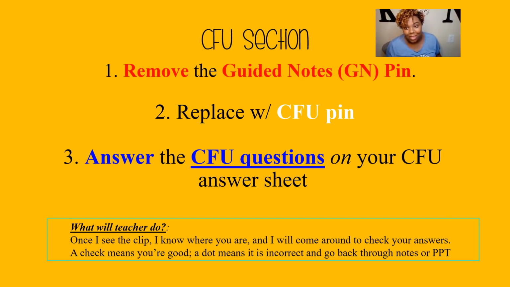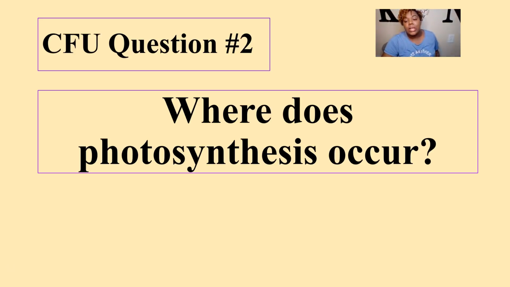All right, now, another CFU question. Are you ready? Go ahead and take the yellow pen, pin it to the computer, and let's go. Question number 2. Where does photosynthesis occur? Pause the video and answer on your half sheet now.